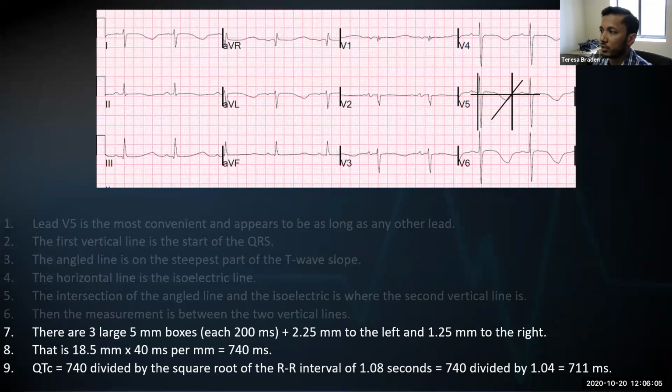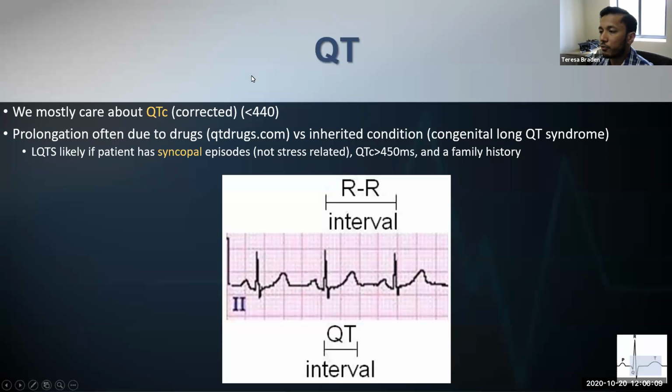And it depends on the gender as well. But in this one, it's clearly going to be prolonged. So less than 440, 450 is what we start looking at for the corrected QT. But again, it's going to be gender dependent, not age. Prolongation can happen from a lot of different medications.